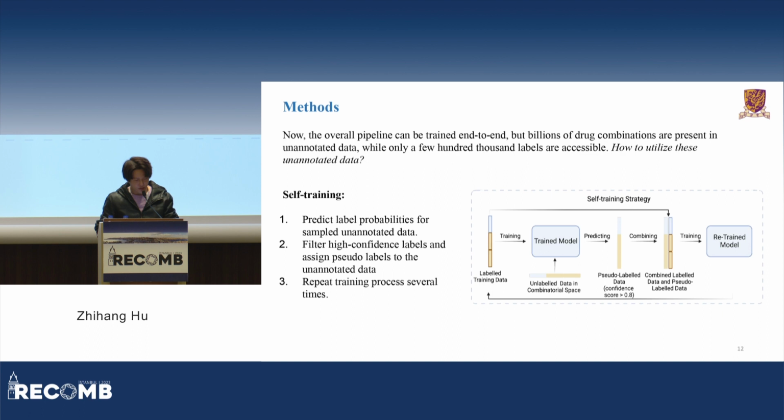Next, the overall pipeline can be trained end-to-end, but billions of drug combinations are present in unannotated data, while only a few hundred thousand labels are accessible. So how do we utilize this unannotated data? We introduce a self-training procedure to further boost our pipeline. In the first step, we predict the label probabilities for sampled unannotated data. Next, we filter out those high-confidence labels and assign the pseudo labels to all this unannotated data. Finally, we add this pseudo-labeled data to our training set and repeat the training process several times. So this serves as our self-training procedure.